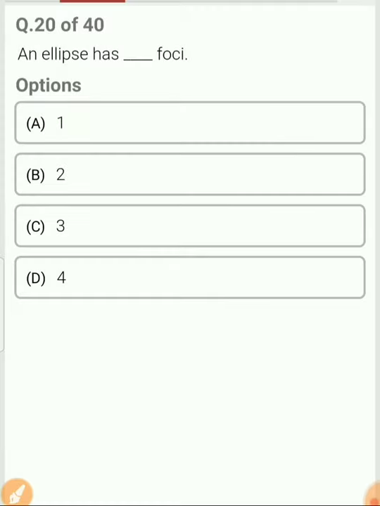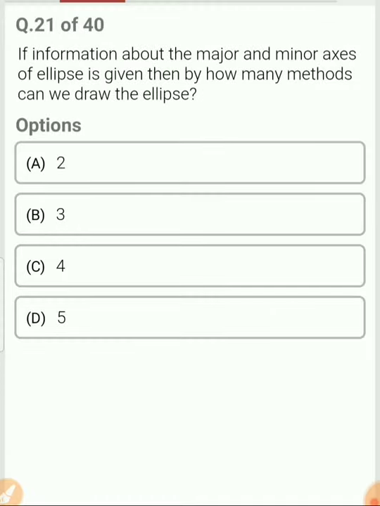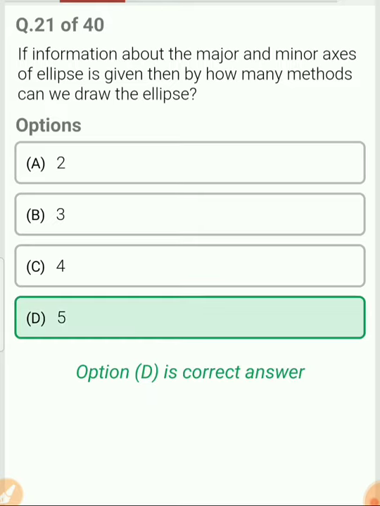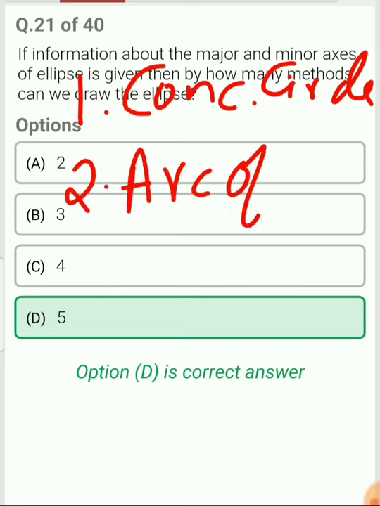An ellipse has how many foci? It has two foci. If the information about the major and minor axis of the ellipse is given, then in how many methods can we draw the ellipse? We can draw the ellipse by 5 methods. Which are these 5 methods? First is the concentric circle method. Second is the arc of circle method. Third is the rectangle method.